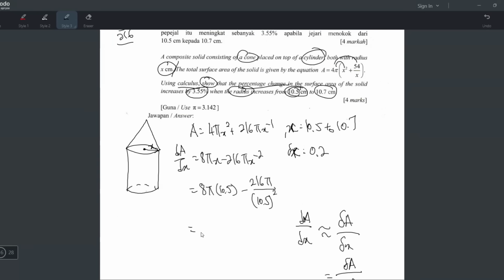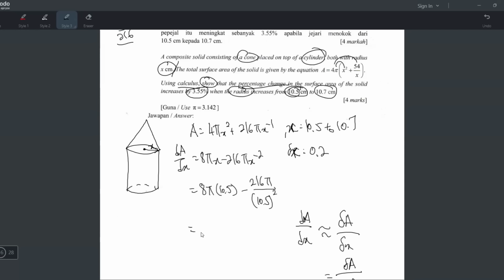Okay, I'm back with my calculator. Now we can press. For pi, they already say use 3.142 in the question. So I press 8 times 3.142 times 10.5, equals, and then the answer minus 216 times 3.142 divided by 10.5 squared. I press everything, and I got 257.77.